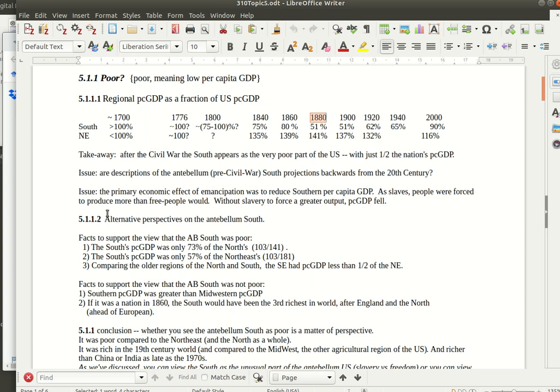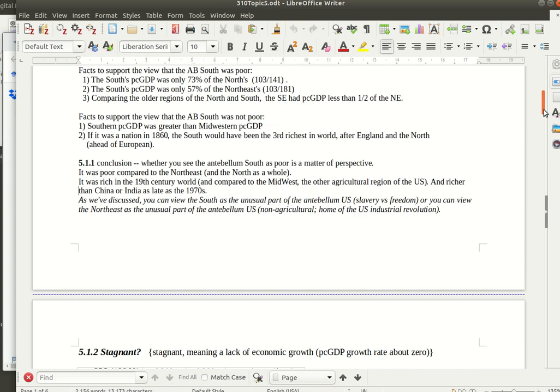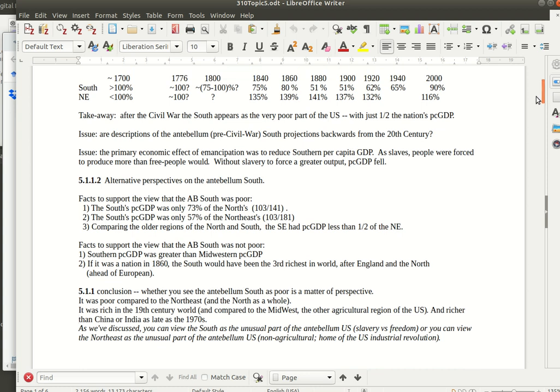slavery's awful morally, but it turned out that for the people in charge, the slavery was enormously profitable, generating huge incomes for the owners based on the work of the enslaved people. And make sure you're familiar with some of those data to be able to see in what sense the South was poor and in what sense it was rich, and I hope then you'll understand the general idea of the conclusion. Whether you see the antebellum South as poor is a matter of perspective.